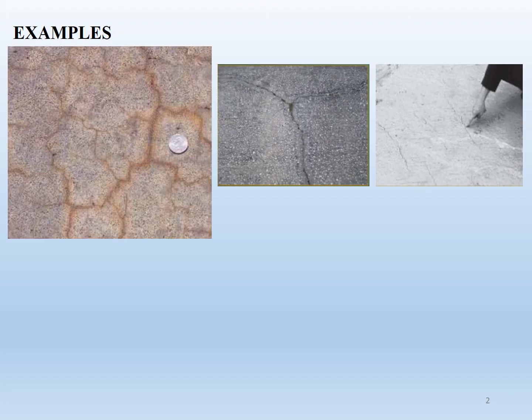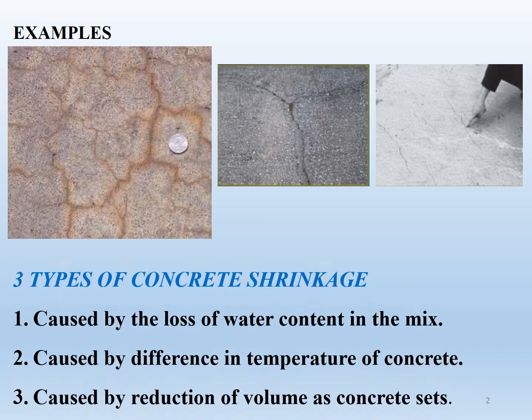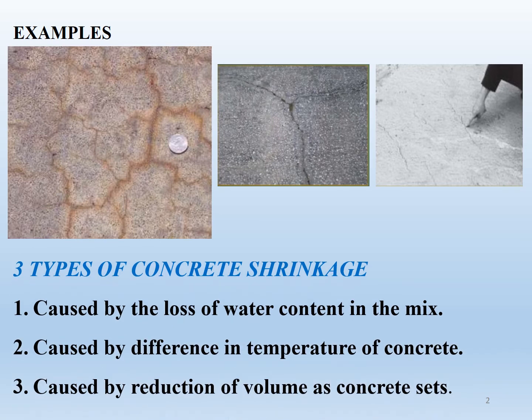Here you can see some cracks in a concrete structure due to the shrinkage. Some examples of the shrinkage cracks. Mainly, there are three types of shrinkage: caused by the loss of water content in the mix, caused by the difference in temperature of the concrete, and caused by the reduction of volume as concrete sets.